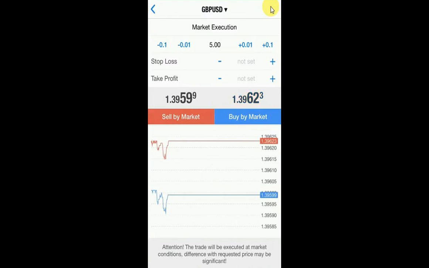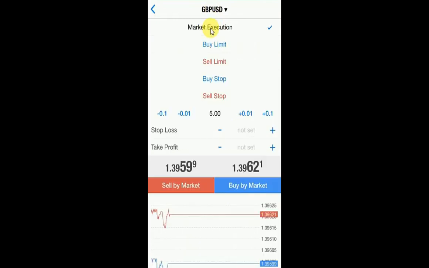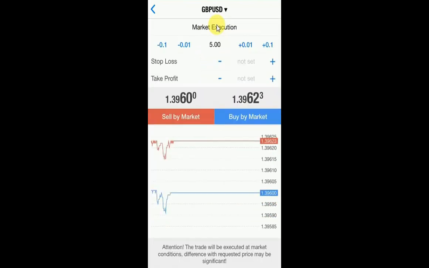Now this is, like I said, market execution, if you want the trade to be executed instantaneously, or pending order. For pending order, if you want to buy, it's buy limit, and if you want to sell, it will be sell limit. This is your own pending order for you. Okay, so let's go back to market execution where we are.